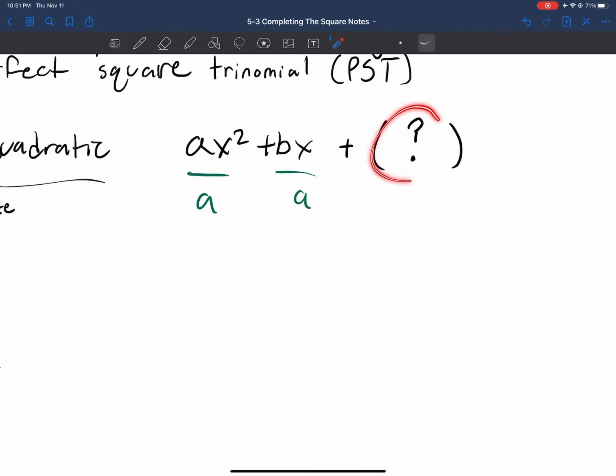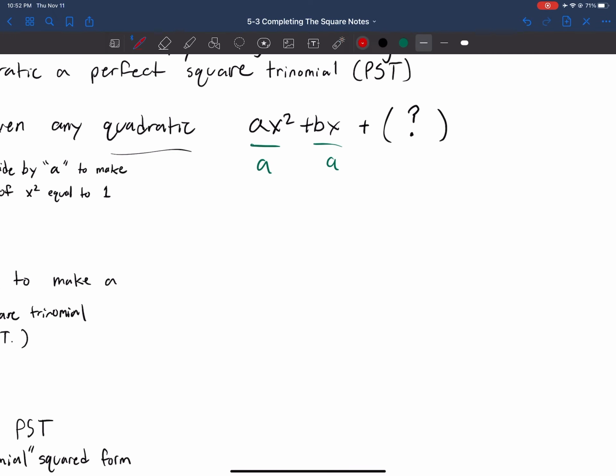So this part is missing. We don't know what that value is yet, so I can't divide it by a yet. This thing doesn't even exist. So now I'm going to have x squared plus b over a x, and we're going to add something to this to make it a perfect square trinomial.